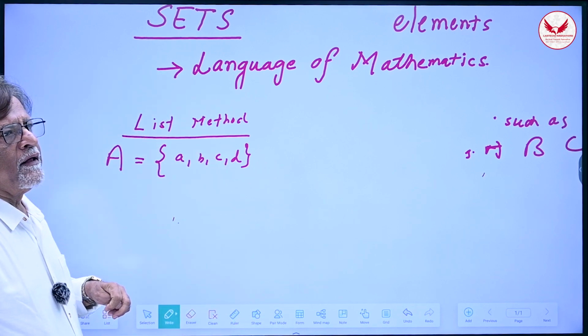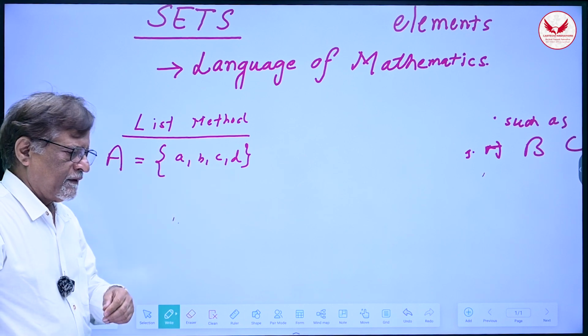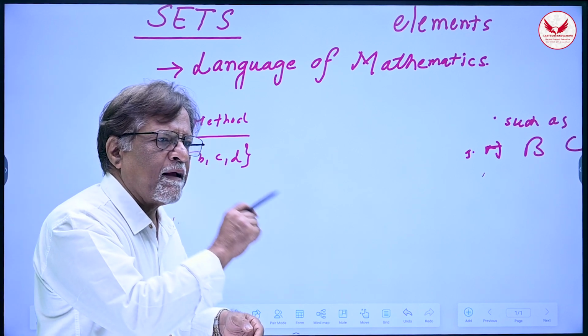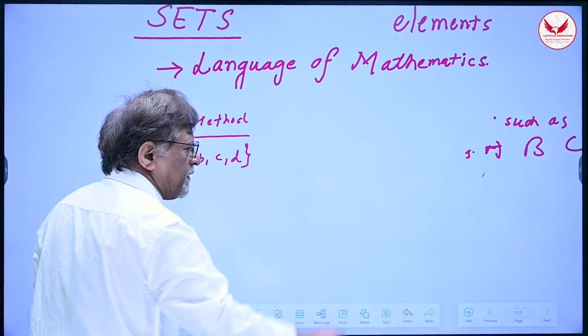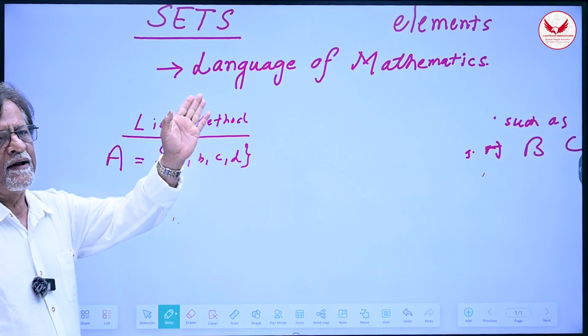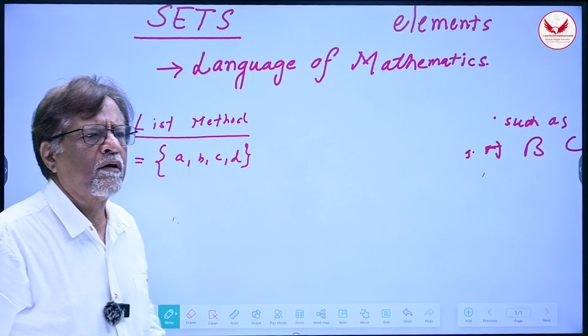For example, if I want to indicate a set of students in, say, division A, I will take the names of all the students and I'll write their names one by one. If there are 100 names, I will have to write 100 names here and contain them in curly brackets. That is called list method.